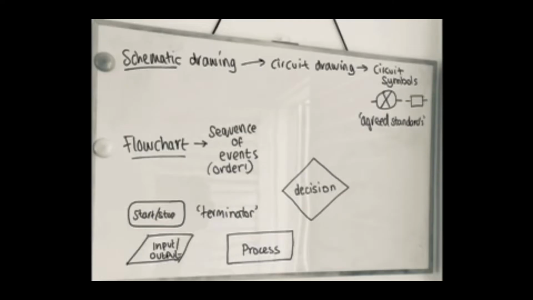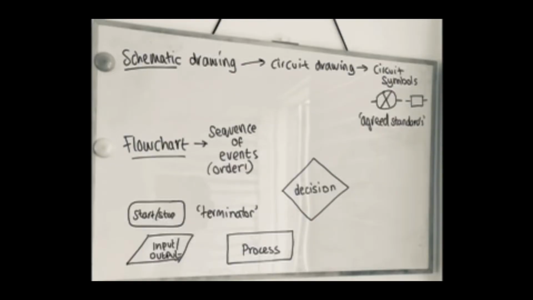Now, you've also got what is called a schematic. A schematic is basically a circuit drawing. It shows the individual circuit components and how they are connected together. Now, this all uses circuit symbols. Circuit symbols represent individual components, and circuit symbols are agreed standards.